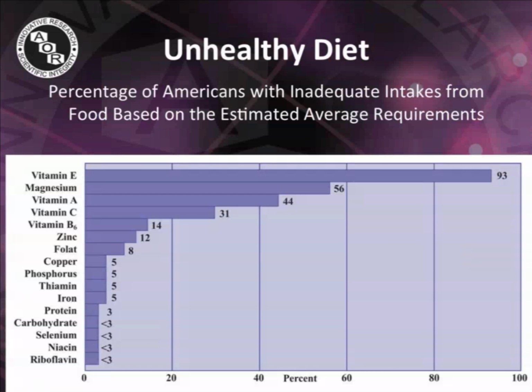Here's a graph showing the percentage of Americans with inadequate intakes from food based on the estimated average requirements. So I want you to pay attention to the top two here because these are the two most important ones, vitamin E and magnesium, because we'll talk a little bit about those later, and when we look at the percentage of Americans with inadequate intakes, we're looking at 93 and 56, so head and shoulders above the rest.